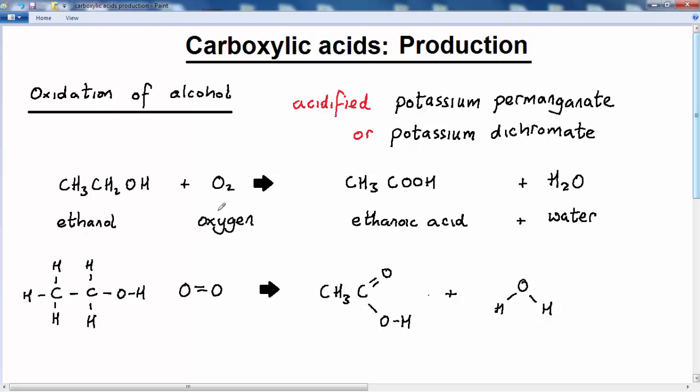And in this situation it isn't really the oxygen molecule that's reacting with the ethanol, rather this oxygen is being supplied by an oxidizing agent. But from our point of view, this formula will suffice, it is good enough.